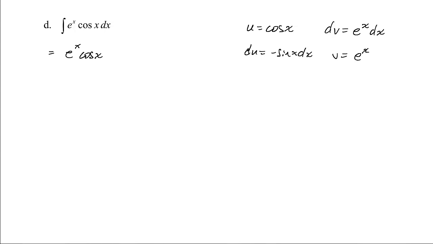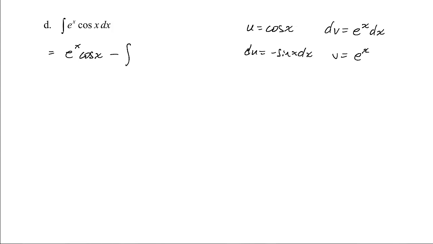So I'm just going to try something. I'm going to let u be cosine of x and dv be e to the x dx. The reason I chose e to the x dx as my dv is just because it's easier to do the antiderivative of that. So then my du will be negative sine of x dx, and my v is just e to the x.